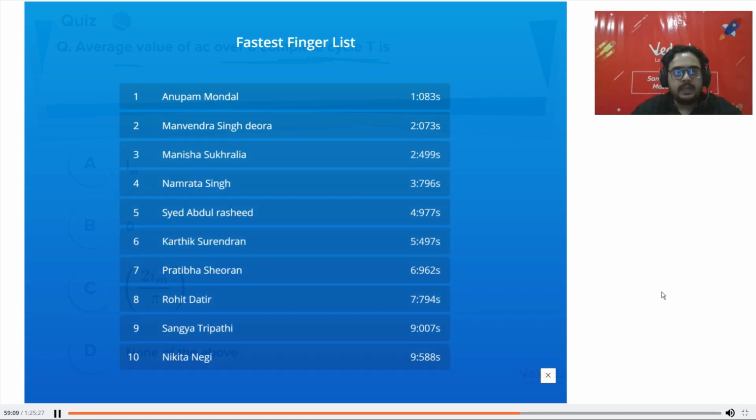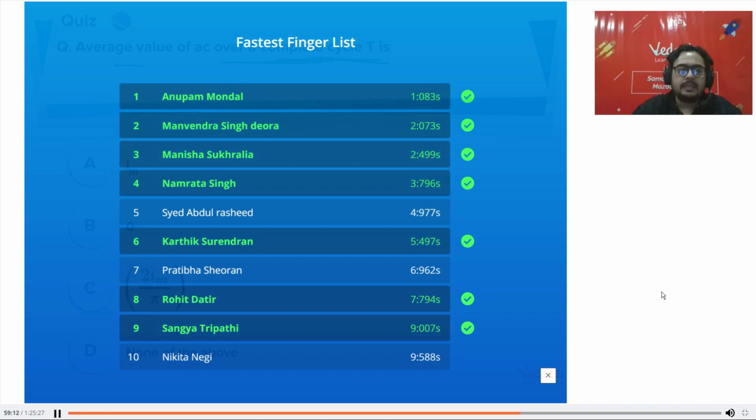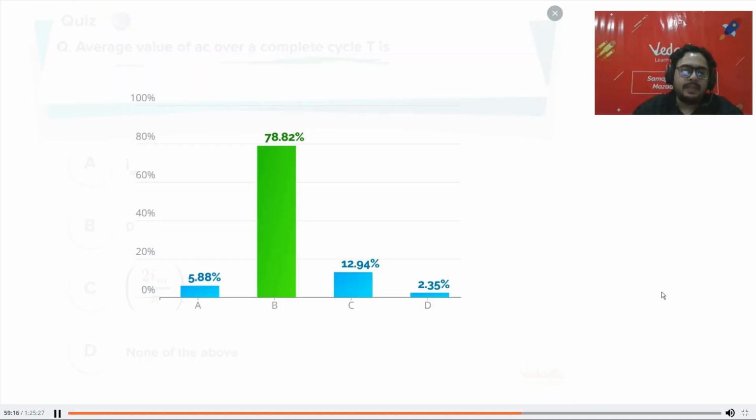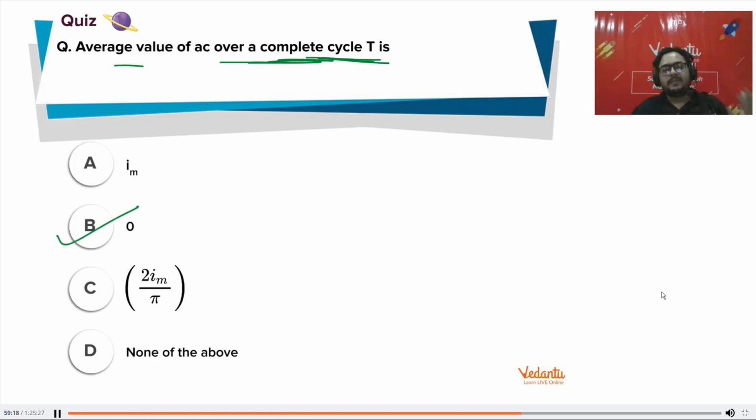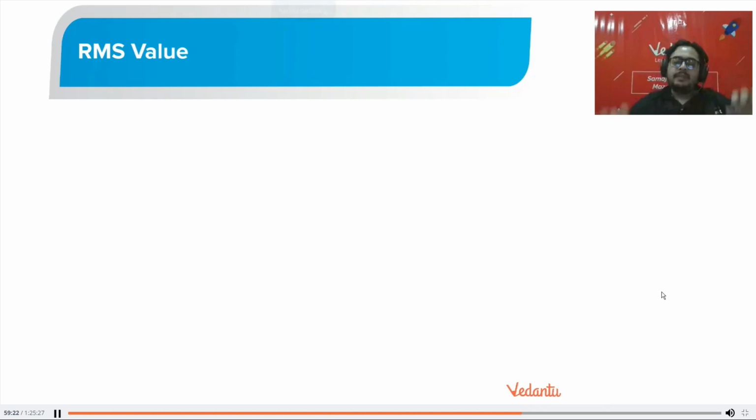Sherdil, Kishan, Nishant, Naganath, Asta, Sarvesh, Anish, Parikshit, Lakshya and Harshul are correct. 78% yes. For a complete cycle it is 0. Okay, so the final thing, after this I will revise the whole lecture. That is what you have to remember.